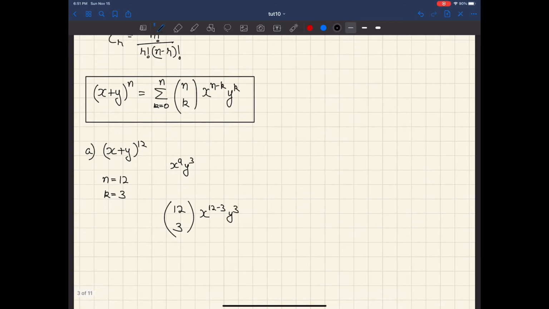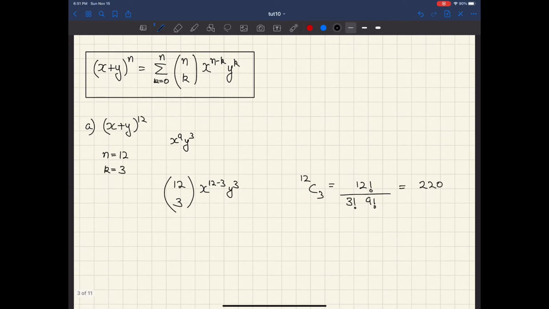Now 12C3 would be the coefficient, so calculating that, 12C3 is equal to 12 factorial over 3 factorial times 9 factorial. Solving it, it's equal to 220, which is the coefficient of x to the power 9 y to the power 3 in the above polynomial.